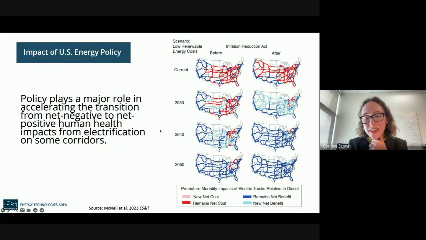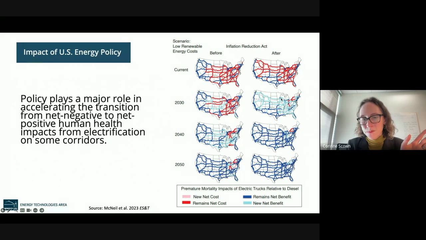Now, the interesting thing is, if you start factoring in the impacts of policy, so this factors in all of the credits and such that are part of the Inflation Reduction Act, the results are really striking. Basically, from a human health standpoint... I mean, it was already favorable from a climate change standpoint, right?